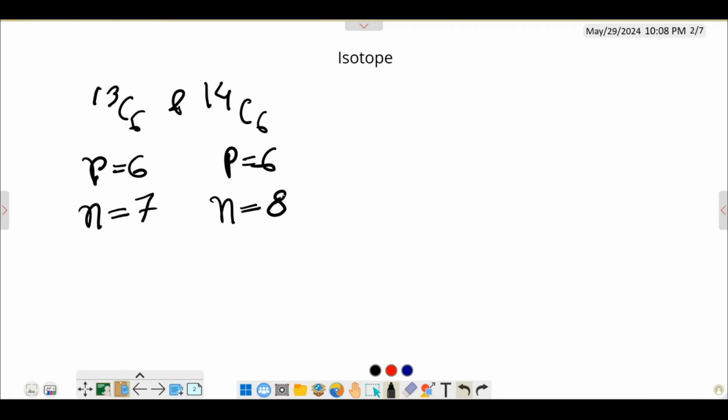So these are called isotopes, where the number of protons will be same and the number of neutrons will be different. Or in other words, you can say that the atomic number is same, that is 6, and the mass number will be different, that is 13 and 14.